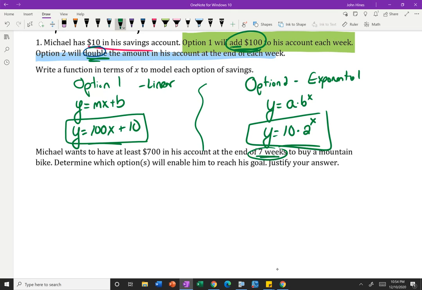Well, 7 weeks, I'm just going to plug that in. 100 times 7 plus 10. Hopefully you can do that in your head, is 710. So does that let him reach his goal? It does. He can buy his bike.